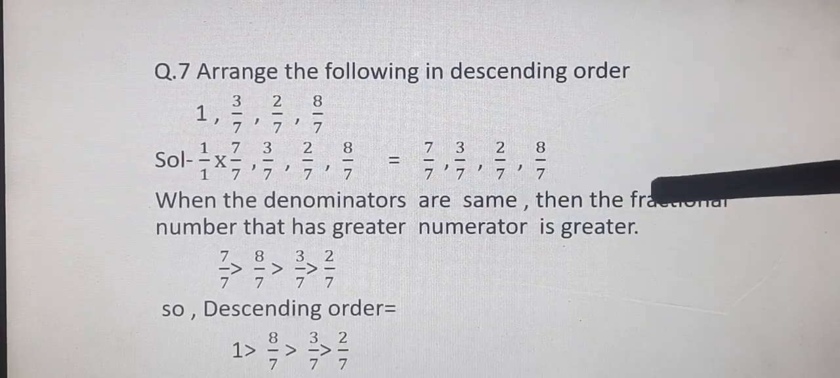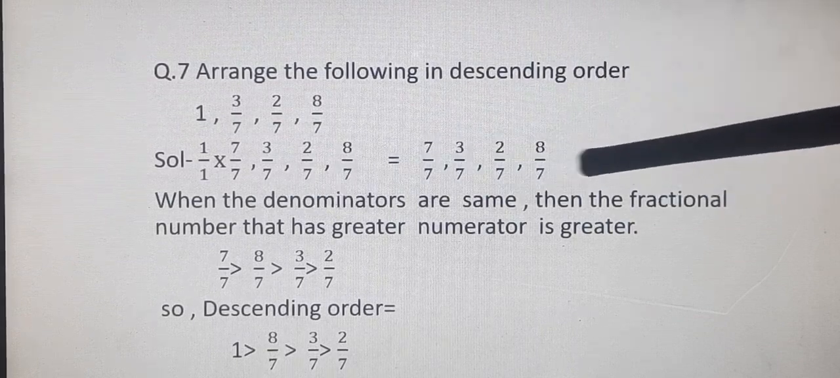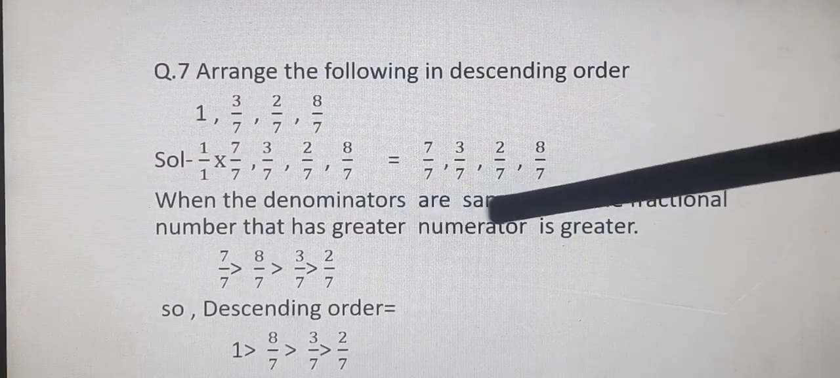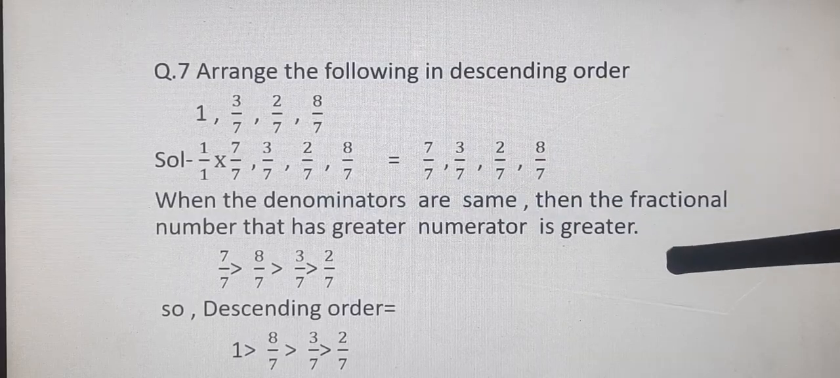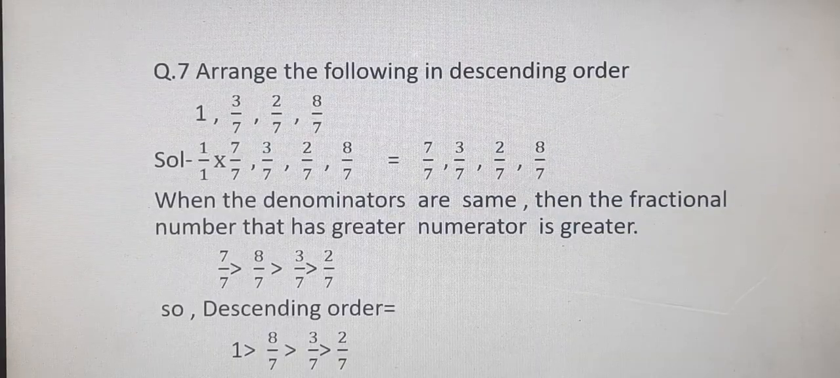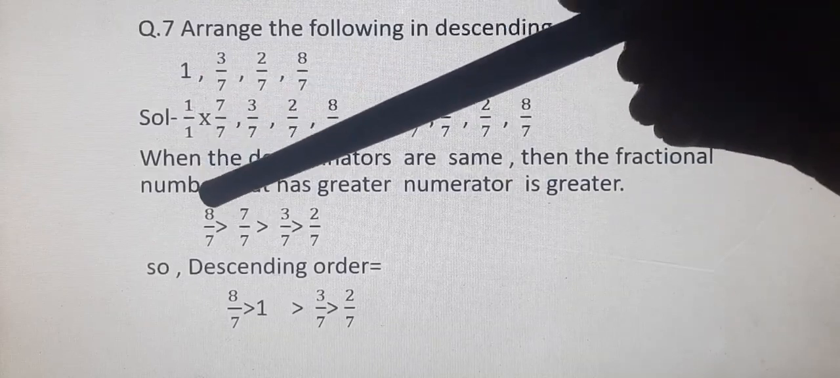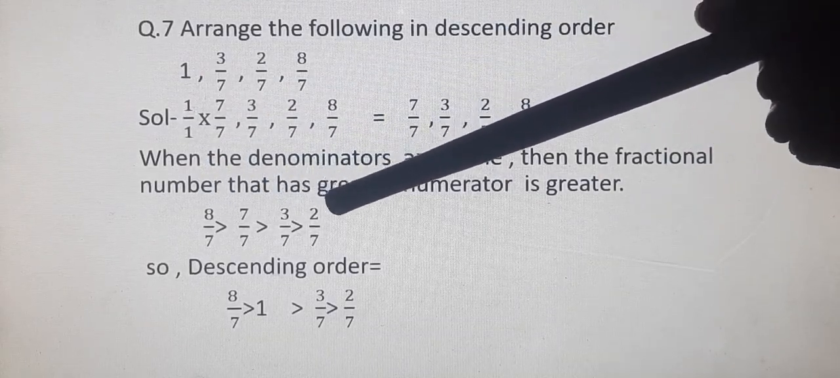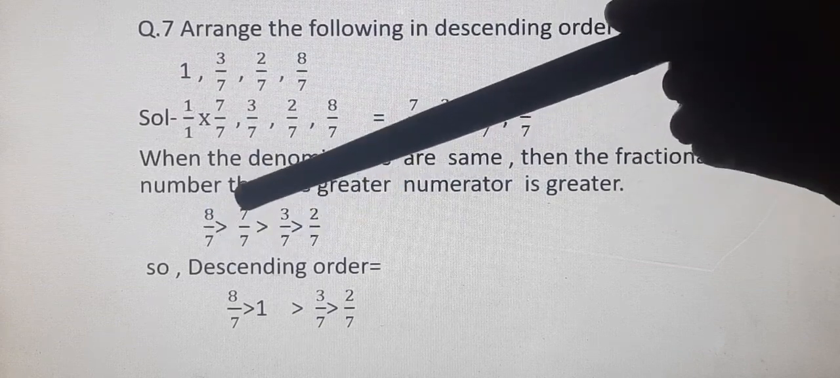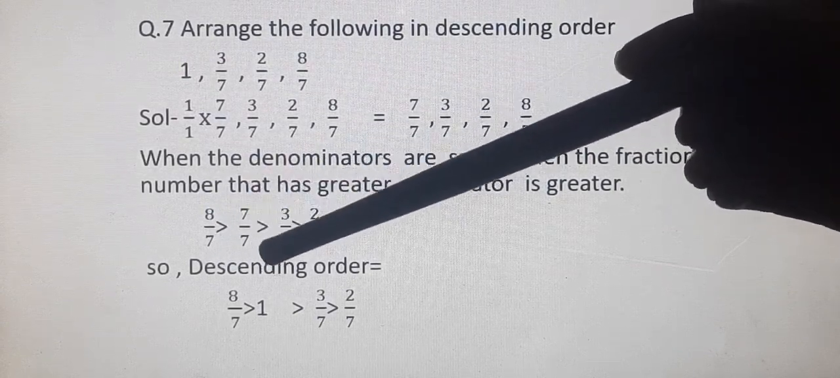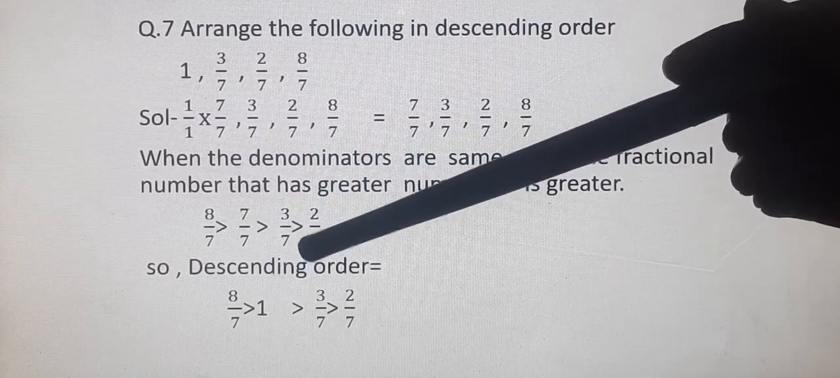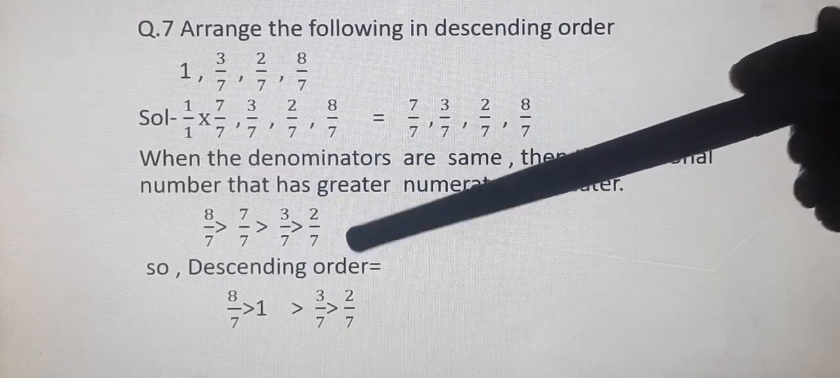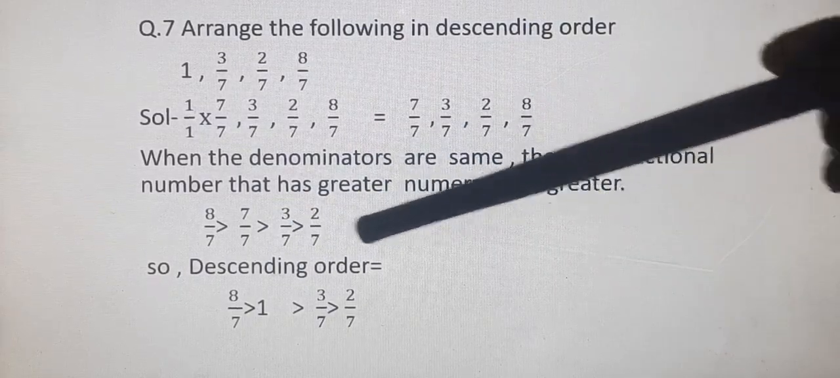Now denominators are same. When denominators are same, then the fractional number that has greater numerator is greater. So the greater numerator is 8. Next is 7. Next is 3 and next is 2. So we will write down 8 upon 7 is greater than 7 upon 7. 7 upon 7 is greater than 3 upon 7. 3 upon 7 is greater than 2 upon 7. So this is our descending order.